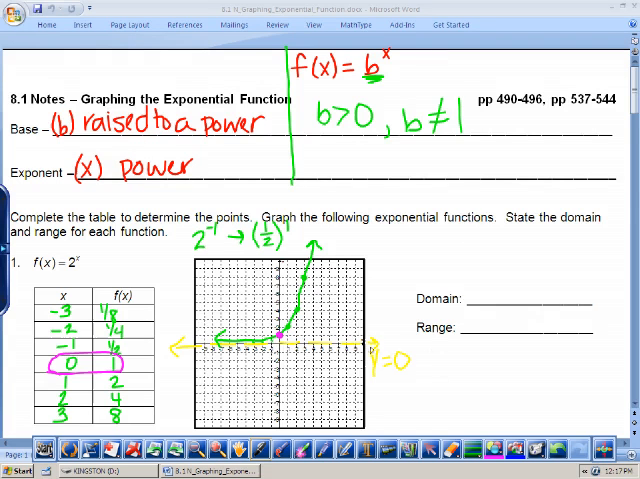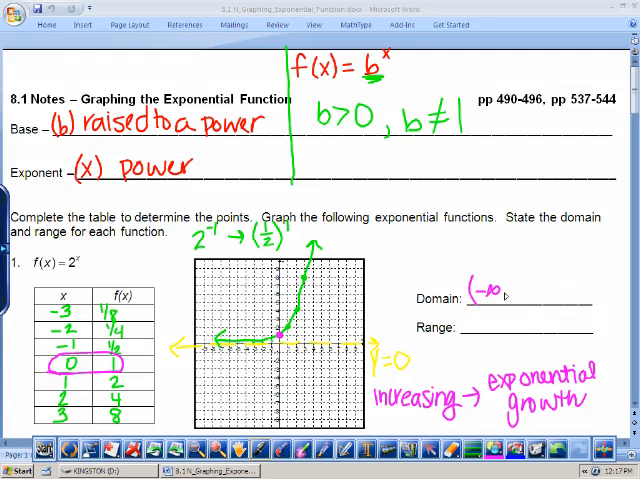Is this function increasing or decreasing? Increasing. How do you know? Will it always be increasing? We're going to see some examples and make a generalization in just a minute of when it's increasing or decreasing. So as our x values increase, our f of x values are also increasing. What we call that is exponential growth. Okay, what's the domain of this function? And what's the range of this function?